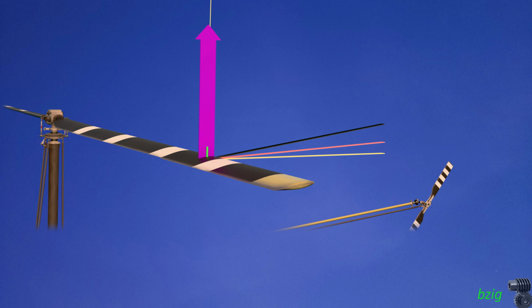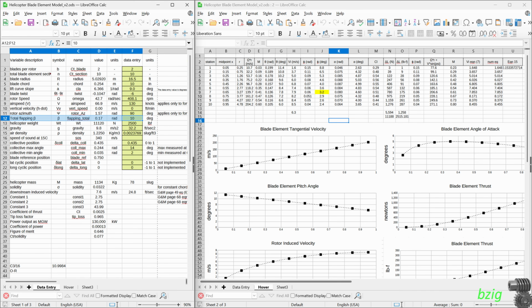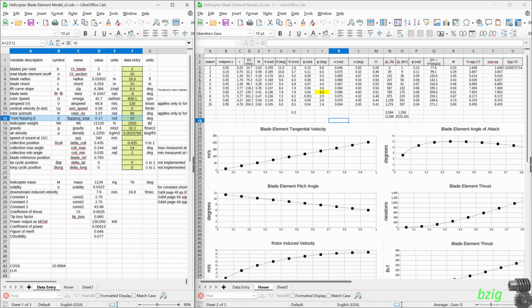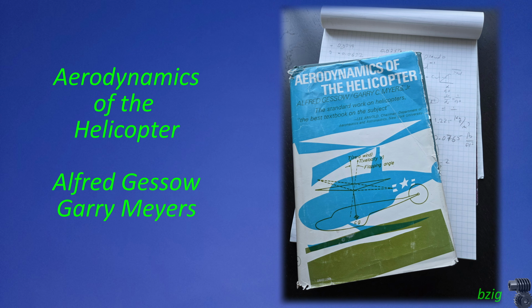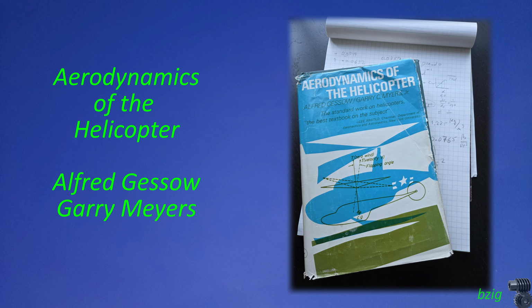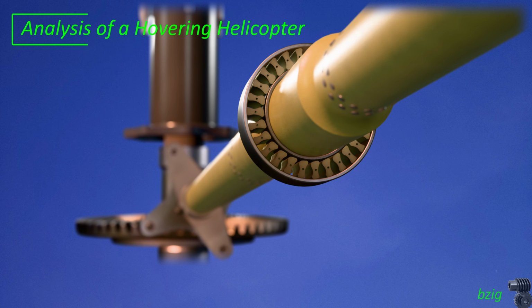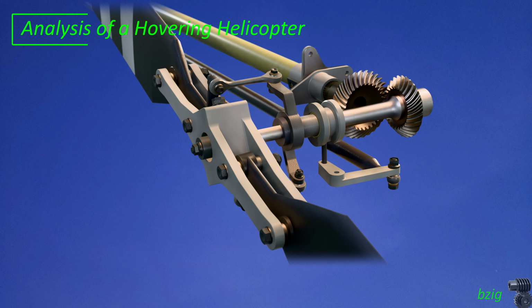The difference from my previous projects is that these vectors are now driven by equations that came from a hovering analysis of an R-44 helicopter. I used both momentum theory and a blade element analysis to develop the equations that drive the simulation. My primary reference for this project was Aerodynamics of the Helicopter, written by Gessow and Myers. In a few minutes, I'll go into details on the theory and math that allowed me to create this simulation. First, let's talk about why we're interested.